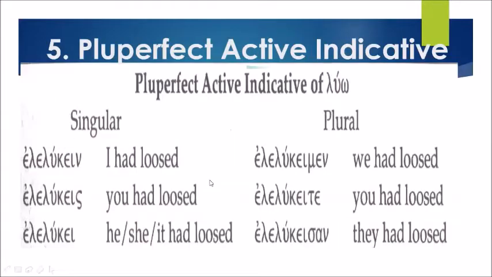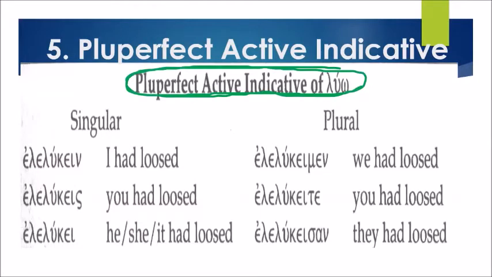So let's take a look at the pluperfect active indicative of luo. In the singular, first person is elelukein. It means "I had loosed." The second person, elelukeis, "you had loosed." And in third person, elelukei, "he, she, it had loosed." In the plural, it is elelukeimen, "we had loosed." Second person, elelukeite, "you had loosed." And third person, elelukeisan, "they had loosed."